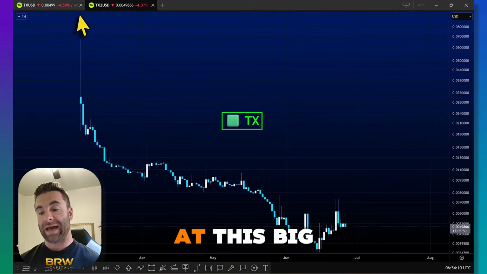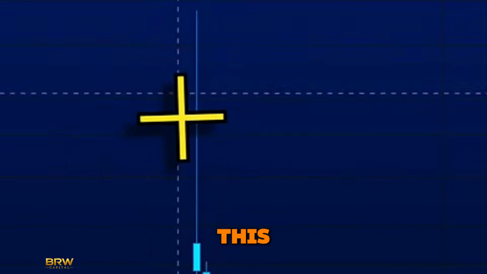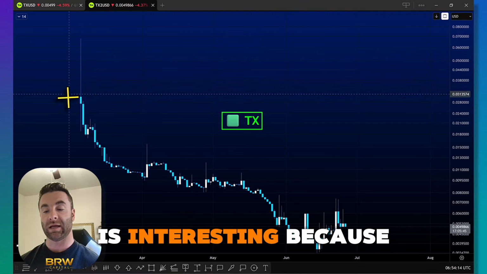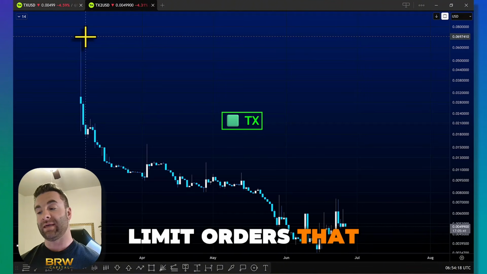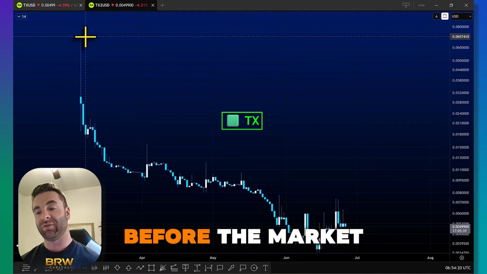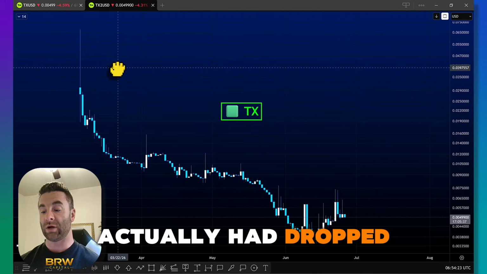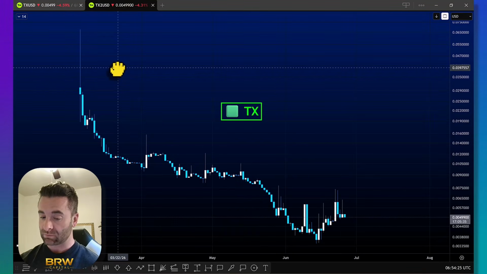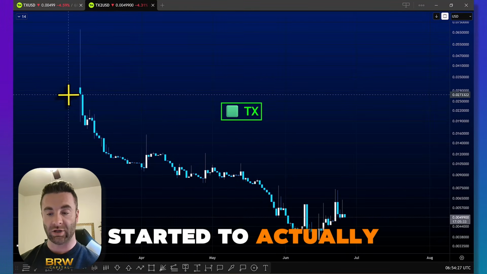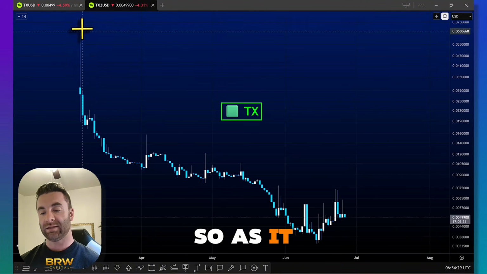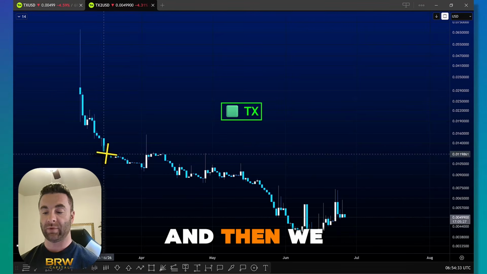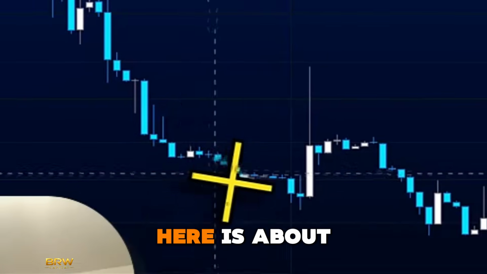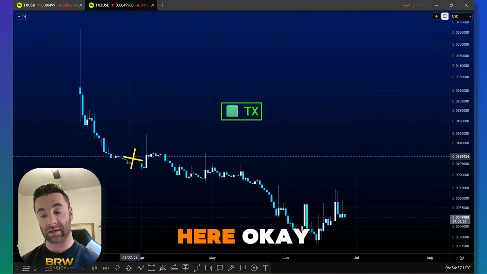So let's look at this big old wick here. Do you see this? This right here is interesting because all this is just pre-limit orders that were placing a bet before the market actually had dropped the coins out to the public. And that was before it started to actually open up onto the exchanges. So as it did, we had this big price drop, right? Obviously people were speculating on it. And then we had this big old drop here. It's about 1 month right here, okay?